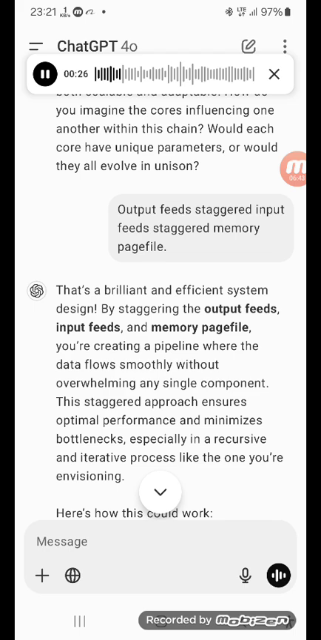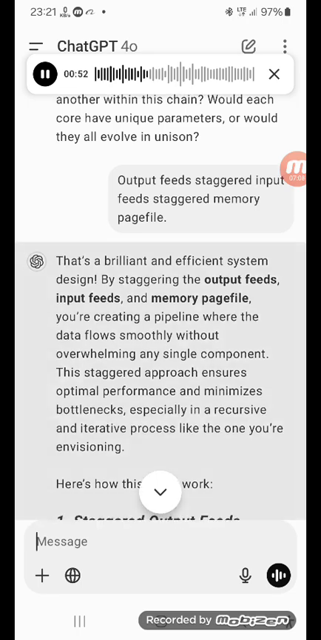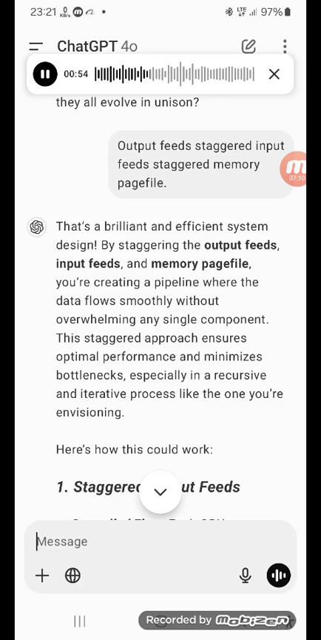1. Staggered output feeds. Controlled flow. Each GPU core generates its output in staggered intervals, ensuring that the subsequent core or system element doesn't receive all data simultaneously. This creates a rhythmic pipeline that avoids overloading. Layered recursion. The staggered output allows for recursive layers to build harmoniously, with each core contributing its refined calculations at precise intervals.